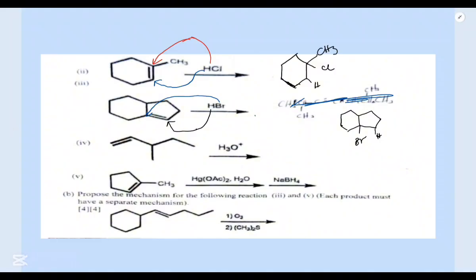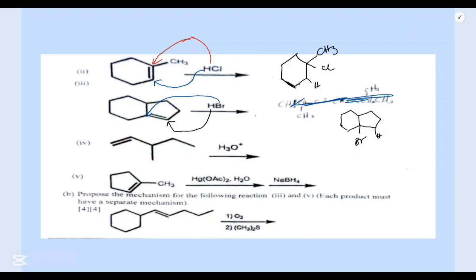Okay, number 3. In this case it was number 4. Now this one, we are subjecting an alkene to an acid. Whenever you are subjecting an alkene to an acid, the hydrogen will be added to the less substituted carbon, and there will be rearrangement to form a stable carbocation. And the reaction is known as acid catalyzed hydration reaction.